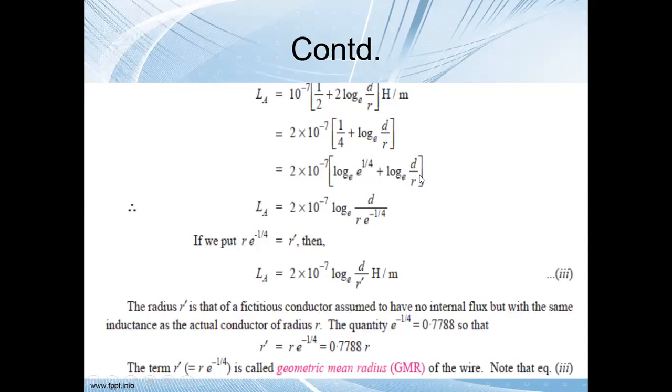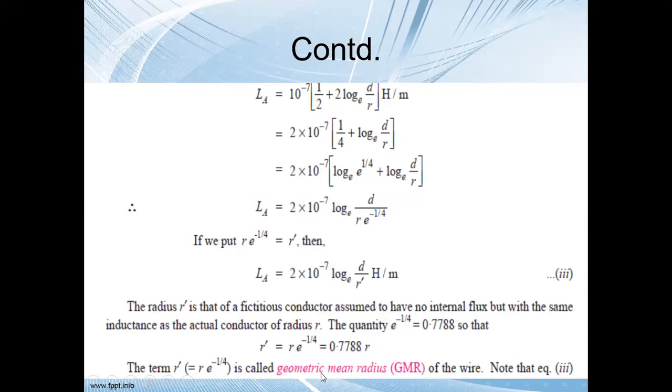So this is log d by r. Finally, LA equals 2 into 10 to the power minus 7 into log d by e to the power 1 by 4. It is in the numerator, now we are taking it to the denominator, so it is e to the power minus 1 by 4. So this becomes r into e to the power minus 1 by 4. Now this r into e to the power minus 1 by 4 is taken as r dashed. Now this r dashed is equal to 0.7788 r.